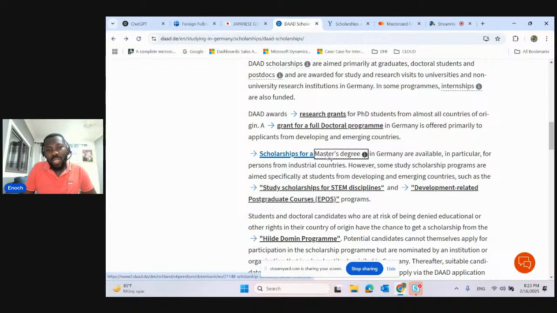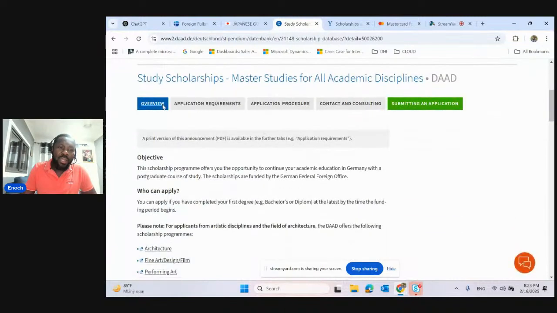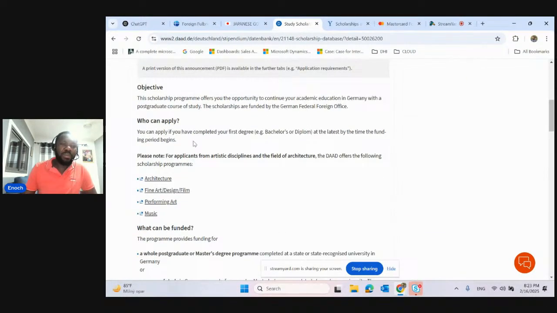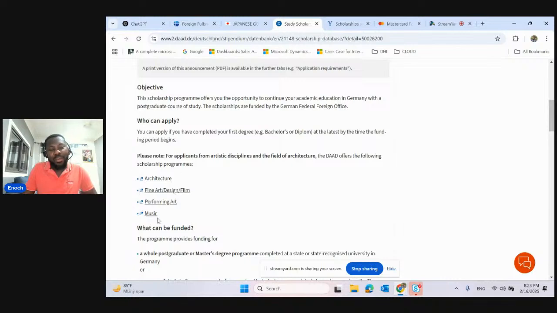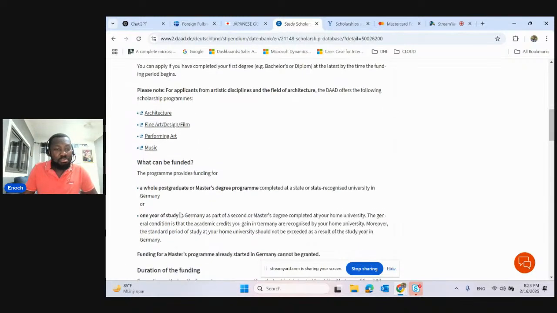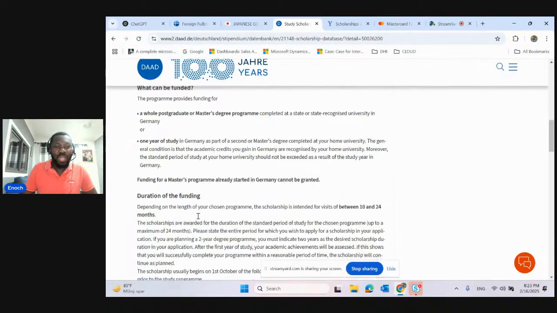So let's say scholarship for master's degree. Here you would find the overview information, which programs they are considering. They have architecture, fine art, design, and film, performing art, and then music. So for my people who fall into any of these program areas, you can try your luck. If you need specific guidance, we can help you.